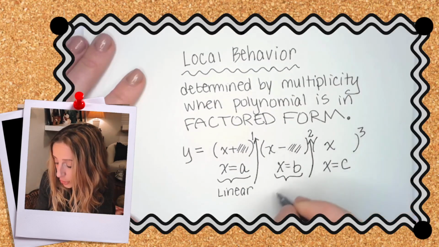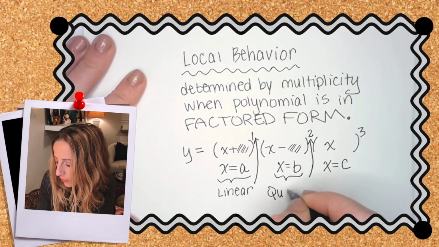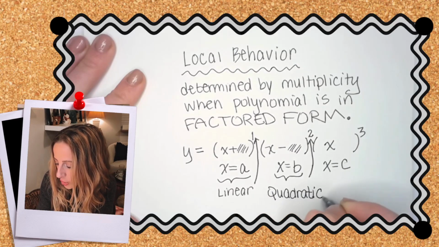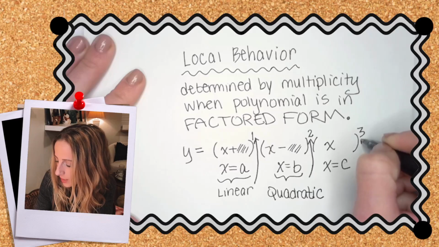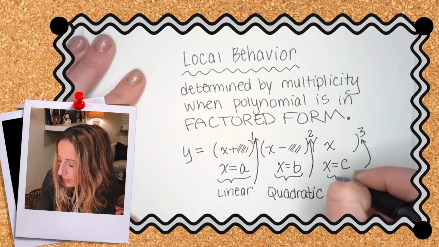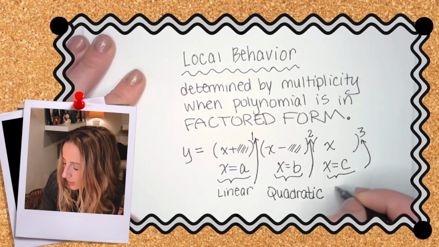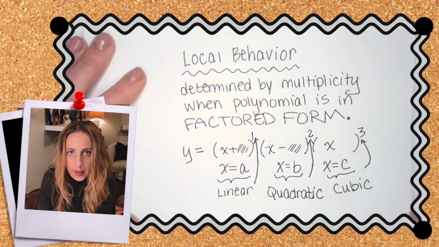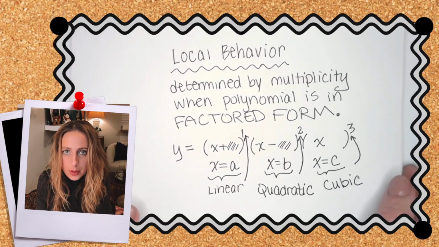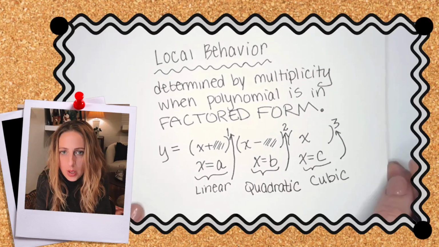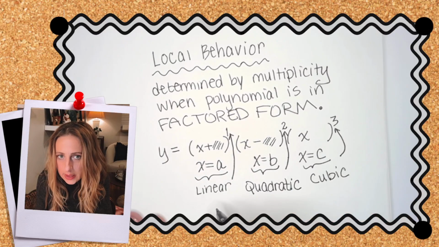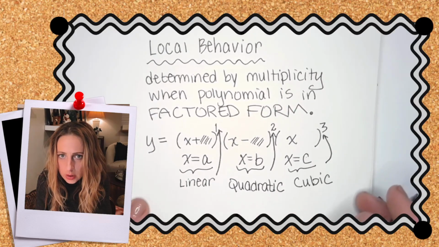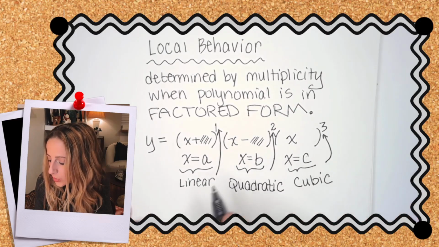So if it's 2, that means the local behavior is going to be that of a quadratic. And last but not least, if it's a 3, that means that that x-intercept, it's going to have the behavior at that x-intercept of a cubic. Now, let's elaborate a smidge more, shall we not? We shall. So linear, okay, linear, quadratic, and cubic. What do those all look like?